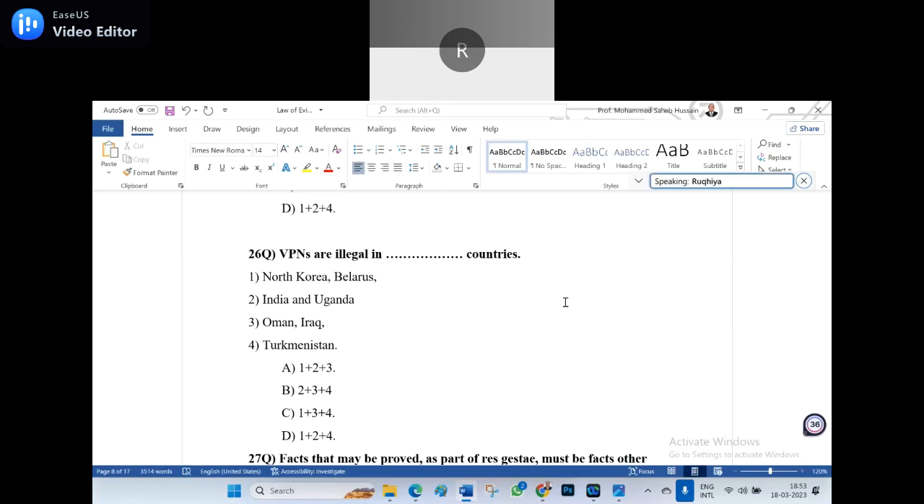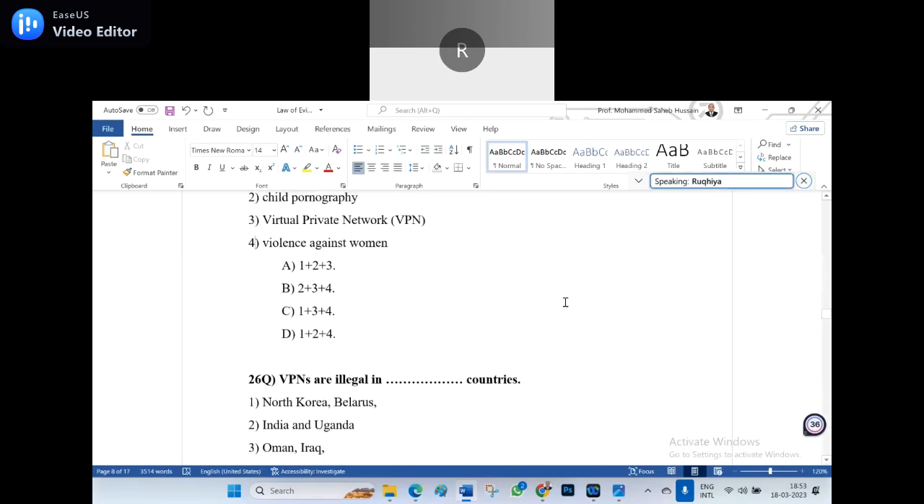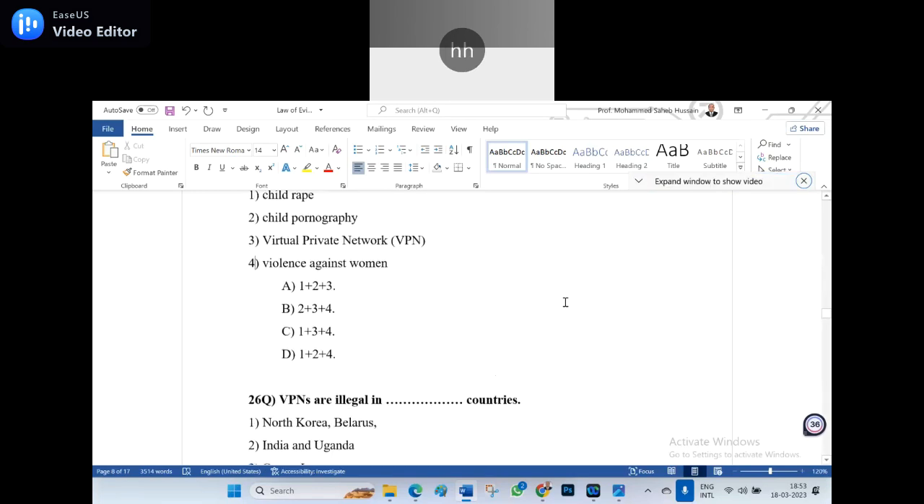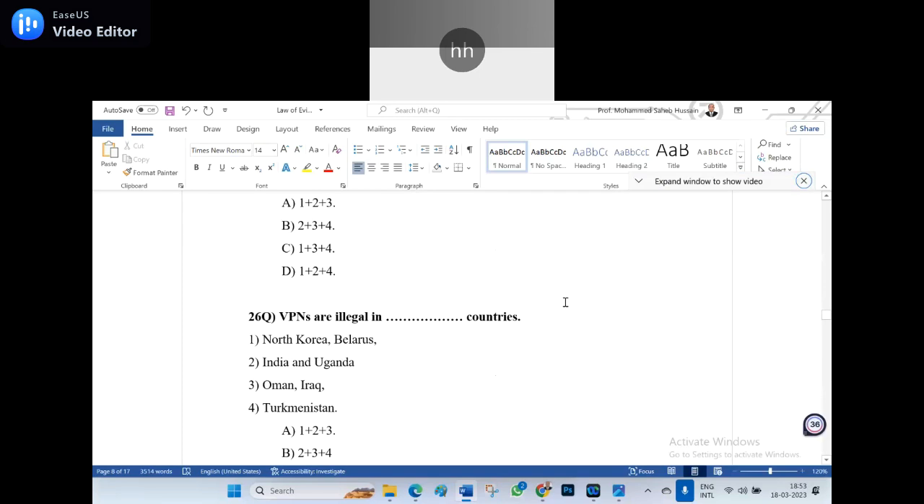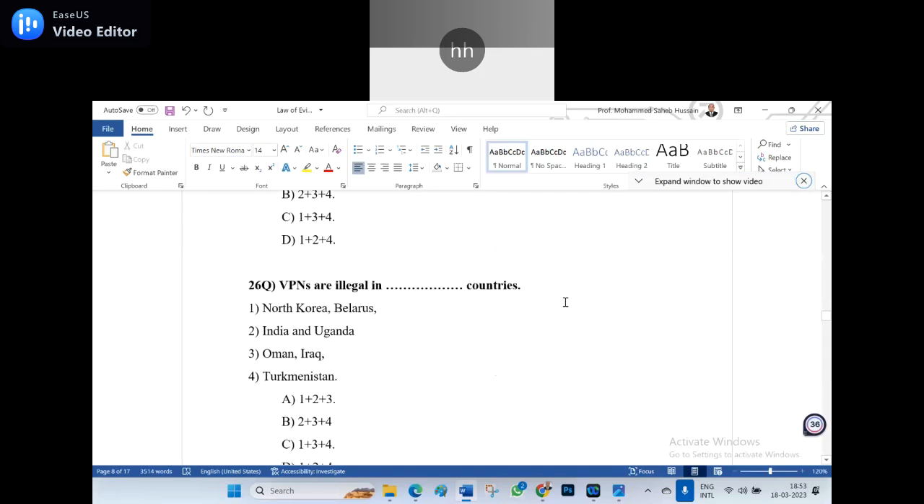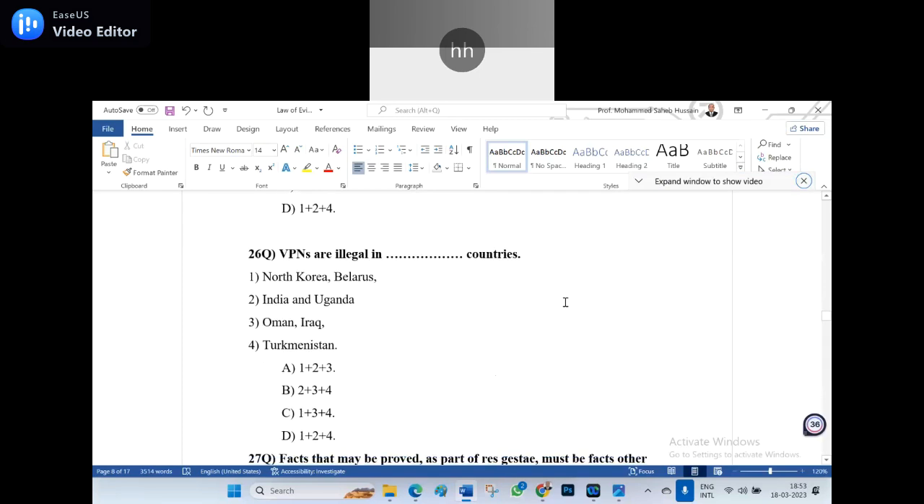Option C, sir. 1, 3, 4. I already gave the answer here. VPN is not illegal. When I say VPN is not illegal, automatically you can remove that option. Then you can say 1 plus 3 plus 4 is the right answer. India and Uganda, it is not illegal. VPN is legal. You can show.